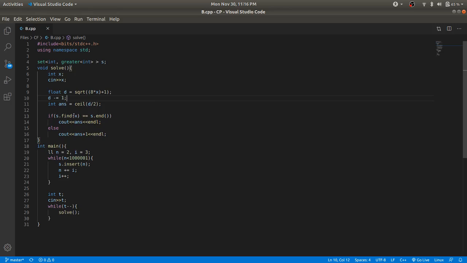After calculating the answer, I try to find out whether it is present in my set. If it is present in my set, then my answer would be answer plus 1. If it is not present in my set, then my answer will be answer. So this was the solution of this problem.